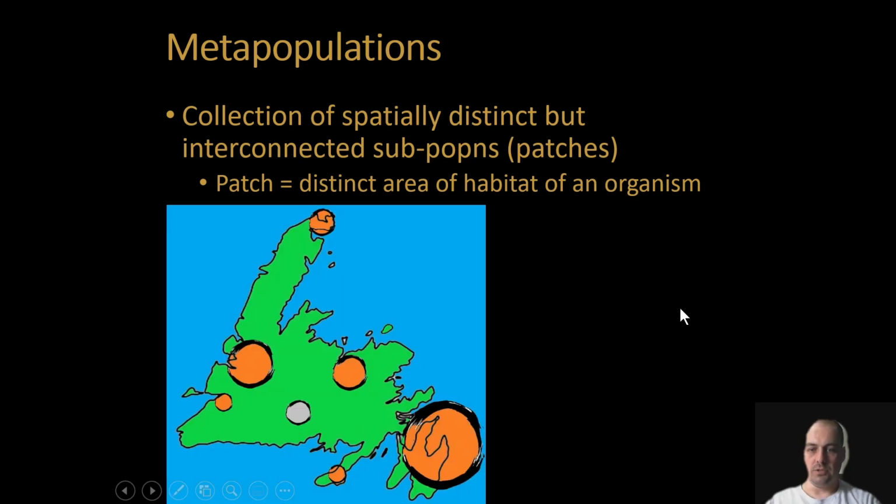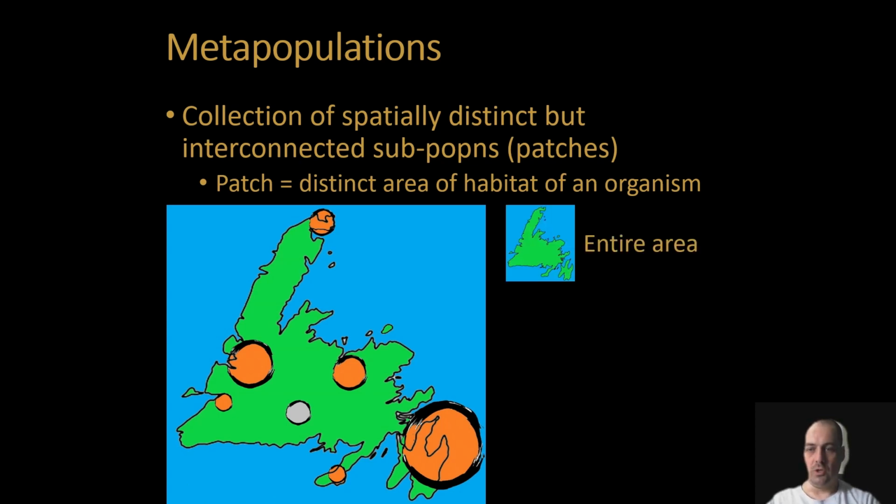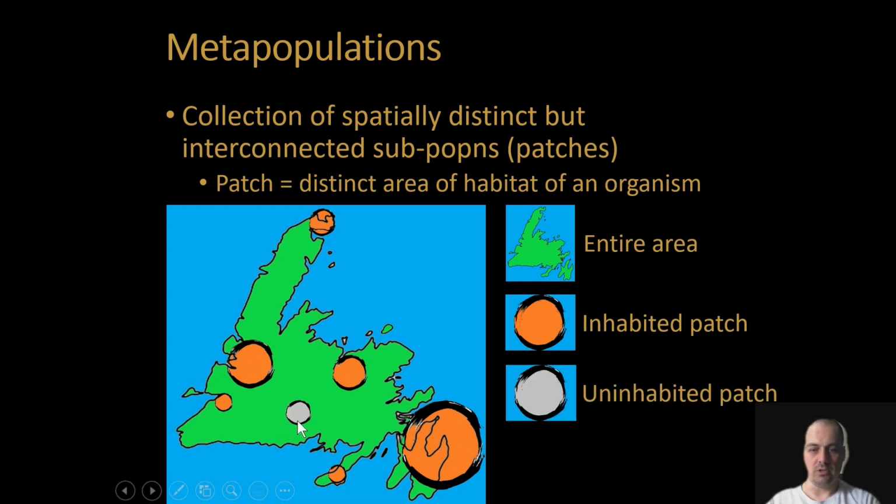And so I'm going to use the example of the human population just because it's accurate and easily relatable. So the map of Newfoundland here represents the entire area where the metapopulation exists. The orange circles are the inhabited patches. The gray circle over here is the uninhabited patch. So this area contains food, it contains a suitable environment, everything that can sustain organisms, except that there just isn't any organisms living there at the current time.